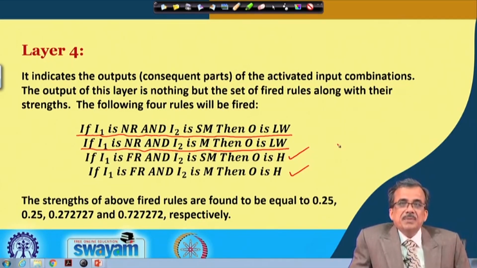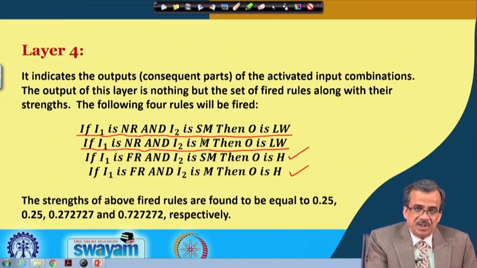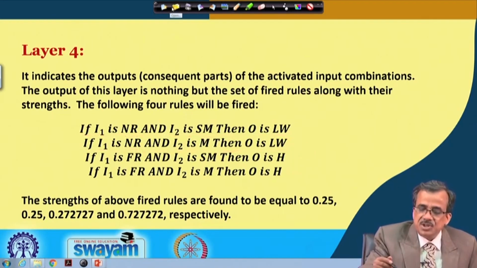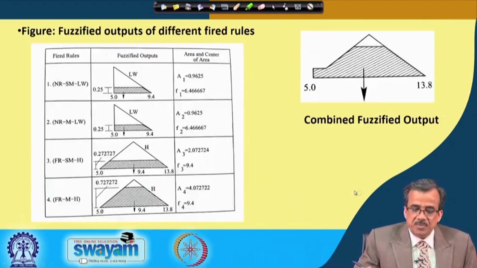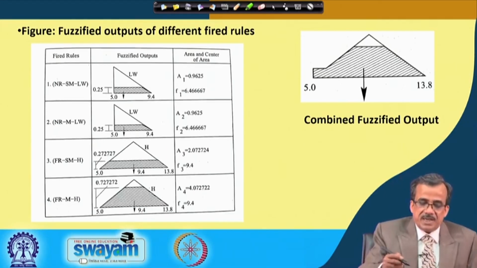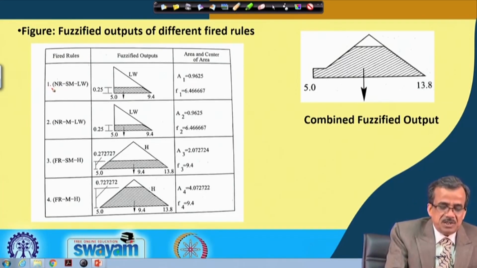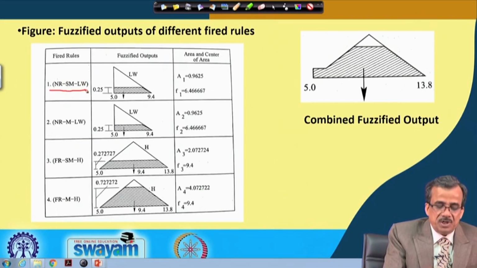Now, what you will have to do is find out the firing strength of each of these particular rules, and that firing strength we have already determined as the output of layer 3. And once you know this firing strength, we are in a position to find out what the fuzzified output should be for each of the fired rules. For example, if we concentrate on the first fired rule, that is NR SM low, that is, if I 1 is NR and I 2 is SM, then the output is low.